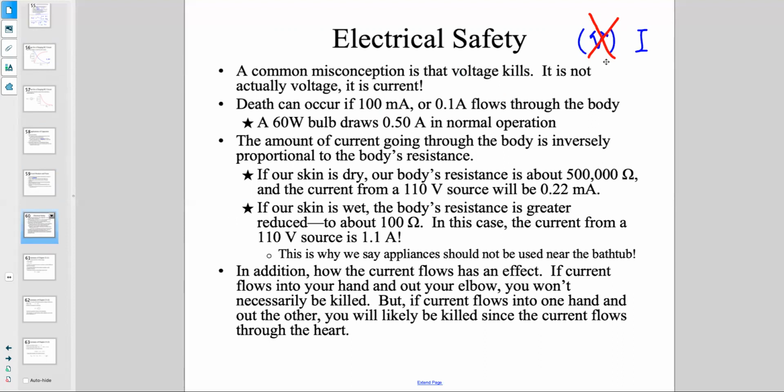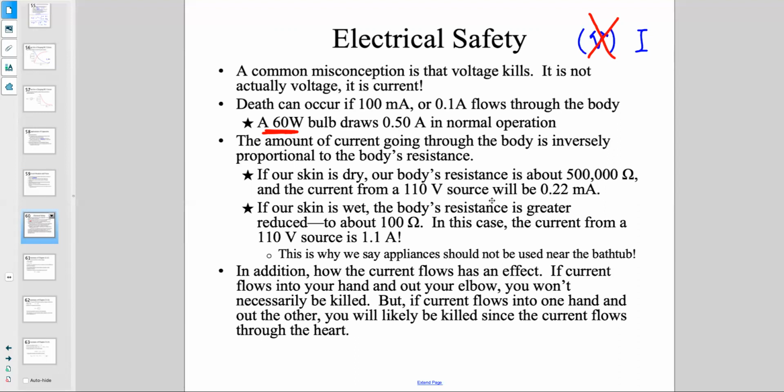This can occur if 100 milliamp, or 0.1 amp, flows through the body. A 60-watt light bulb, okay, this is its power, is turning 60 joules of energy to heat and light per second. It draws 0.5 amp in normal operation.